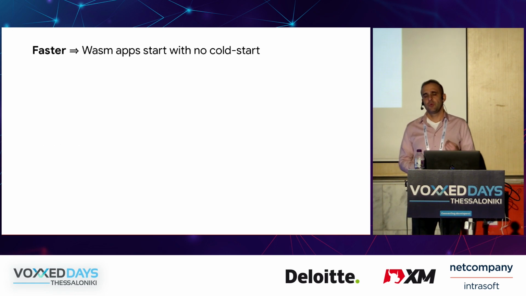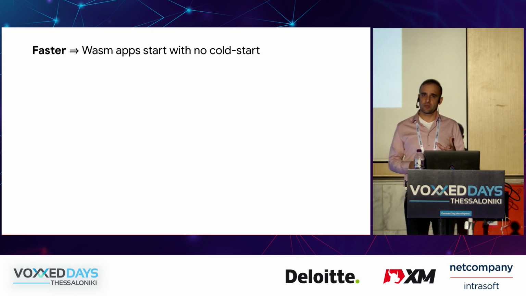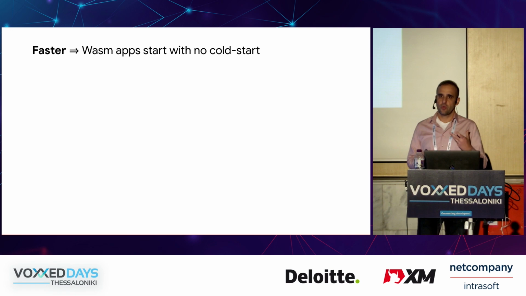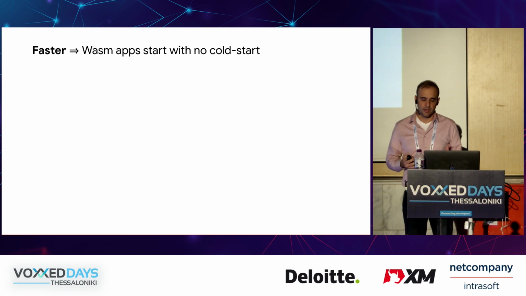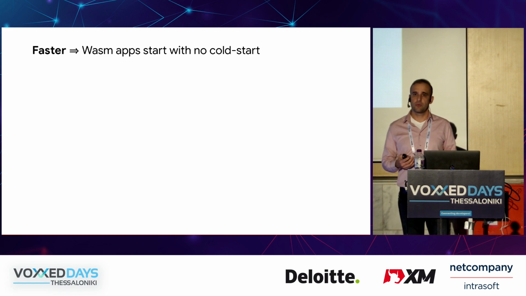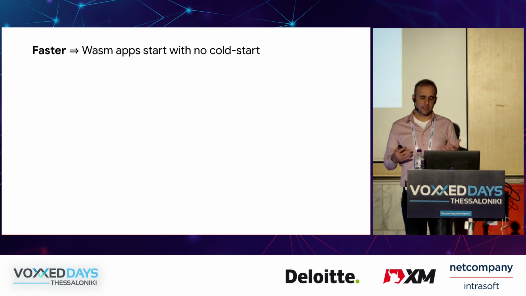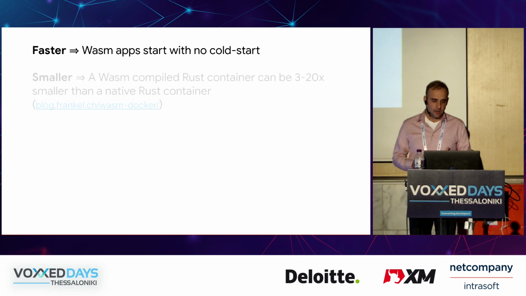So it's faster because WebAssembly modules start with no cold start. Typically, when you're running applications in a container, there's a little bit of lag when the container starts, and it all depends on what you're putting in the container. Even if you are using a serverless service like Lambda or Google Cloud Functions, there's still a little bit of delay when the function first starts. Whereas WebAssembly modules try to get rid of that. They try to load really fast, so fast that you don't really see that cold start.